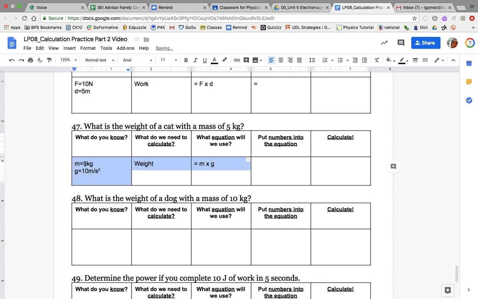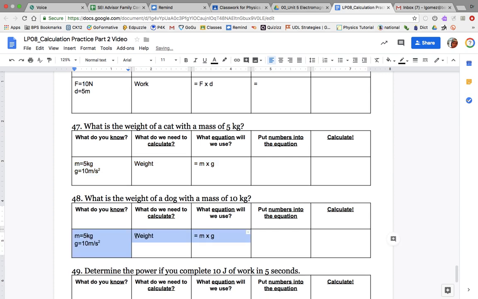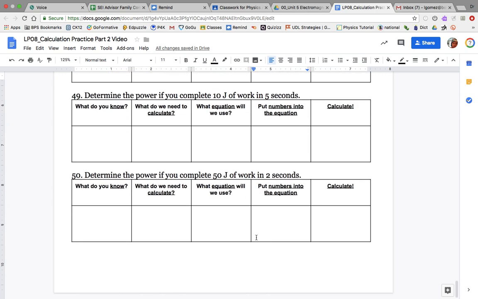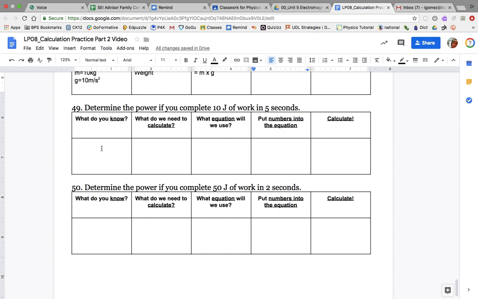Okay, our next one, 48, is a very similar calculation. What's the weight of a dog with a mass of 10 kilos? So the mass changes, the gravity doesn't, because here we're assuming we're on Earth, all right? We don't really have dogs or cats on any other planet. So multiply the mass and gravity together to get your weight. 49 and 50, all right? We're reaching the end of the long haul here.